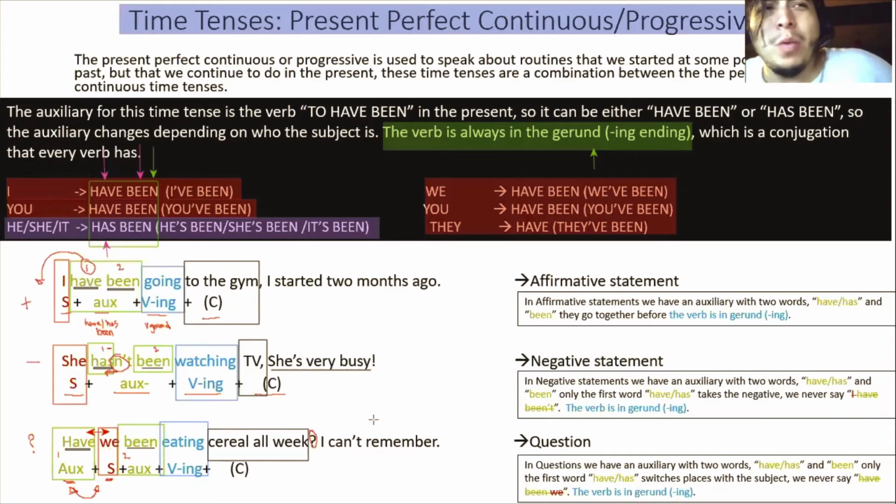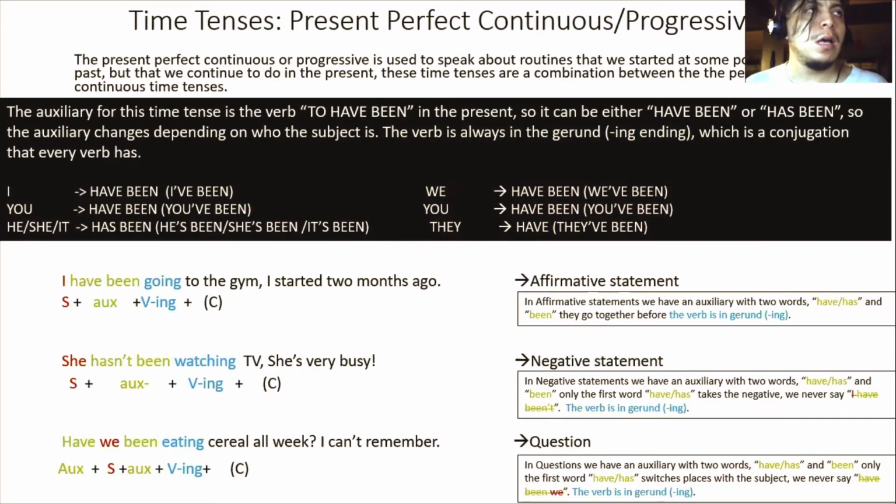been eating cereal all week? ¿Hemos estado comiendo cereal toda la semana? La respuesta es sí, sí lo hemos estado haciendo o no, no lo hemos estado haciendo. ¿Ok? Esto quiere decir que empezamos al principio de semana a comer cereal y me estoy preguntando si seguimos haciéndolo. Es como, ¿llevamos ya una semana haciendo lo mismo? ¿Es una rutina que empezamos hace una semana y que continuamos haciendo? Y me responderán, no, no, no. O sí, ese fue exactamente el problema. ¿Ok? So, I'm going to clear all the drawings and let's move on.